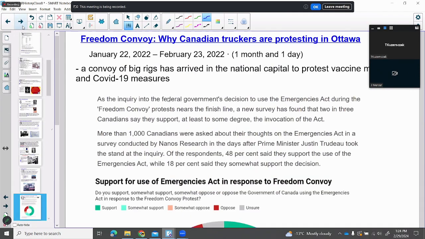You may recall back on January 22nd, 2022, up to February 23rd, 2022, so it lasted for 1 month and 1 day, there was a Freedom Convoy, and one of the articles was titled why Canadian truckers are protesting in Ottawa. This was a convoy of big rigs that arrived in the national capital, and they were protesting vaccine mandates and COVID-19 measures.